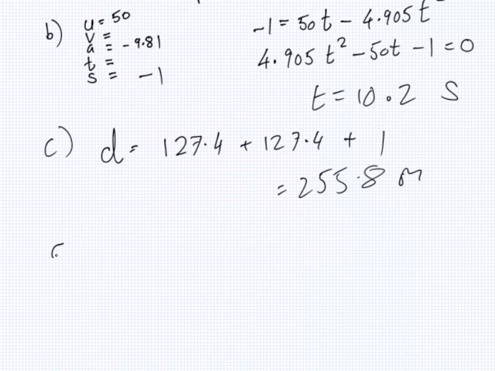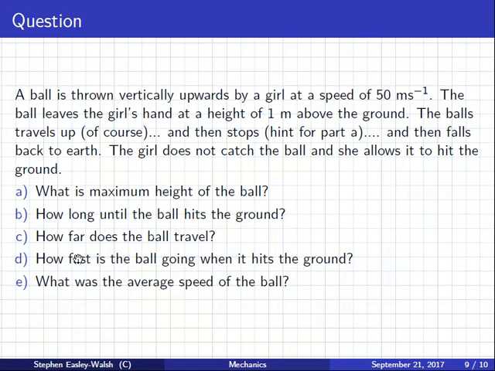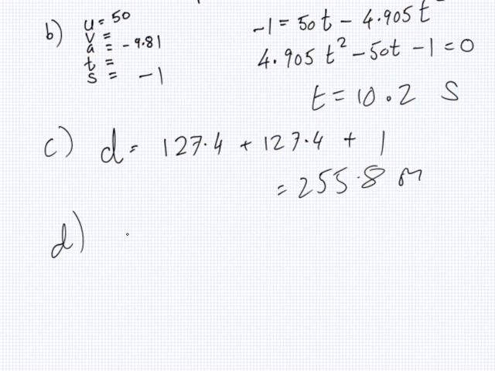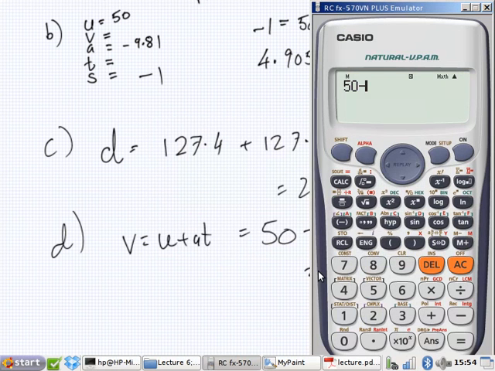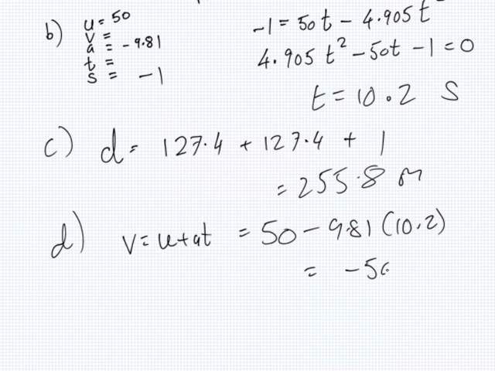And finally, D. How fast is the ball going when it hits the ground? Well, that's just V equals U plus AT, which is 50 minus 9.81 times 10.2. And why is it a minus? Going down, yeah.